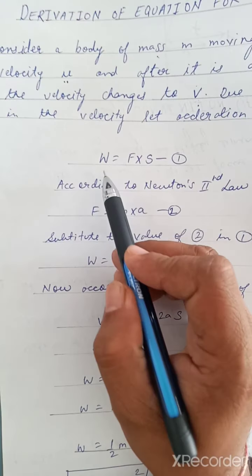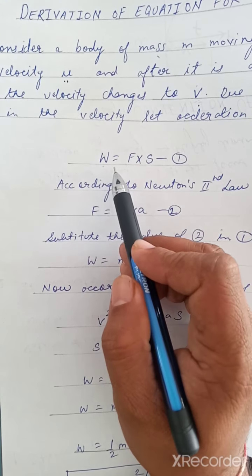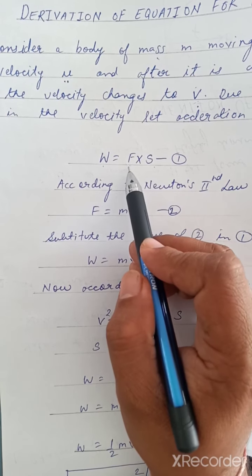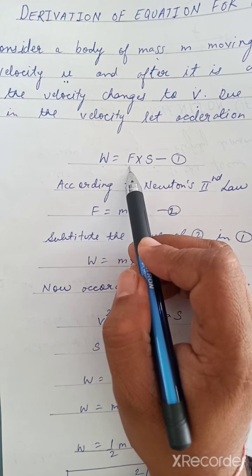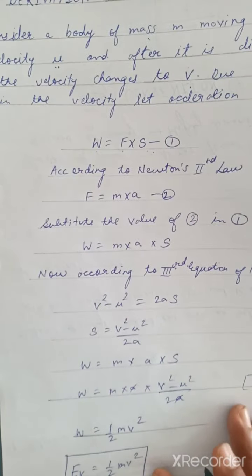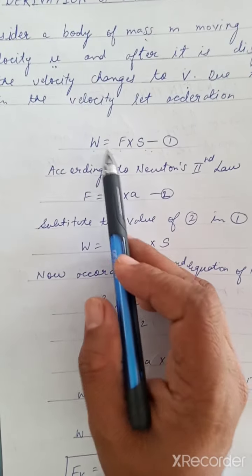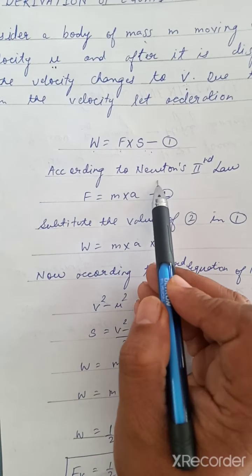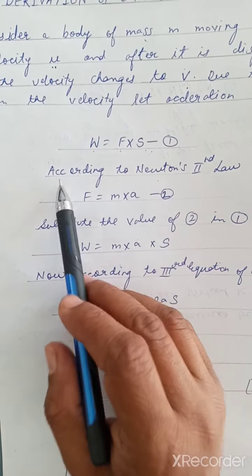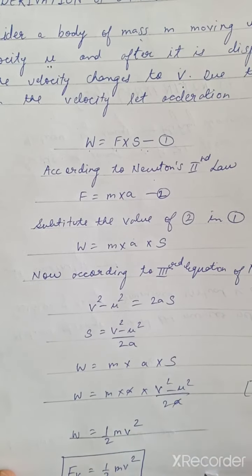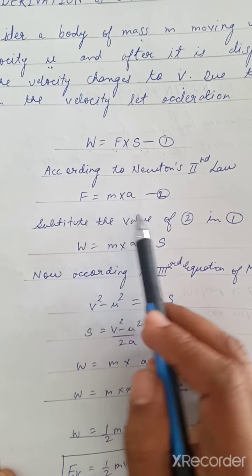According to work done, what is the formula? It is the product of force and displacement. The force we denote by F and the displacement by S. So according to work done, W equals F into S. Next we consider Newton's second law. According to Newton's second law, F equals m into a.